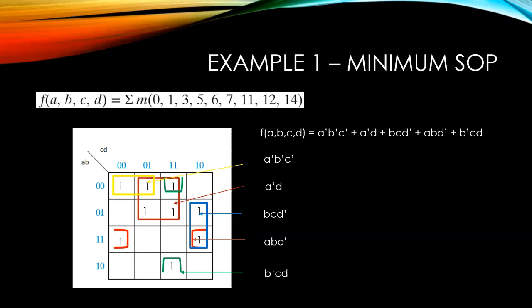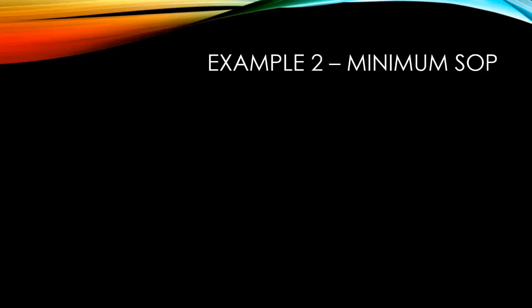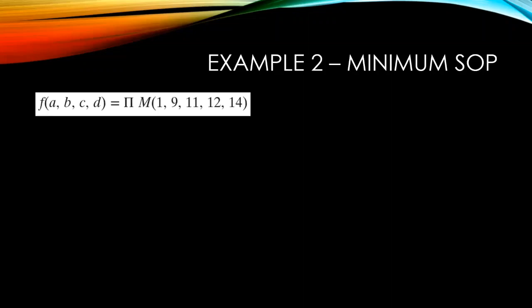Okay. So let's have another example. So again, we're going to look for the minimum SOP. So we have 4 variables A, B, C, D. Now the given is maxterm. So the product of maxterm is 1, 9, 11, 12, and 14.